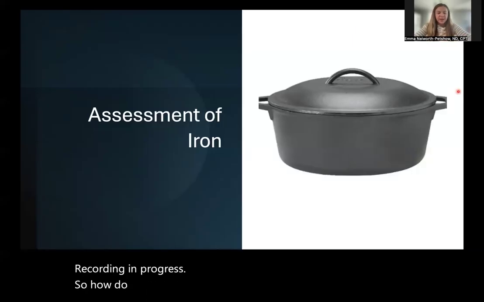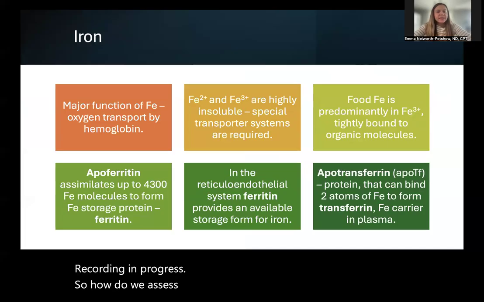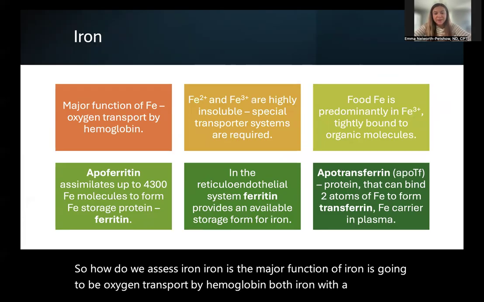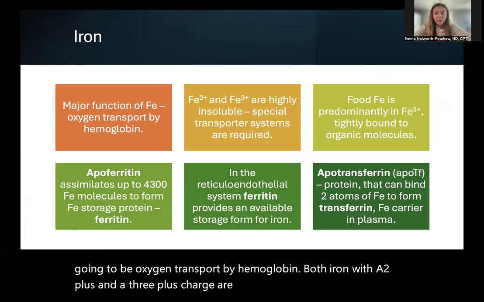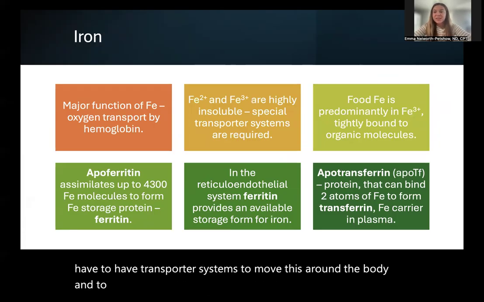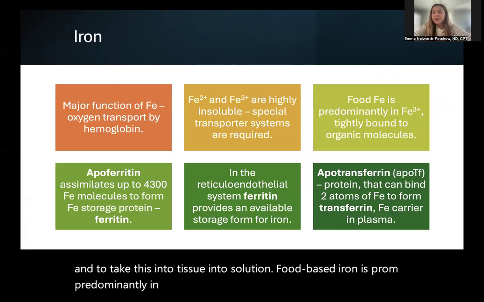So how do we assess iron? The major function of iron is going to be oxygen transport by hemoglobin. Both iron with a 2 plus and a 3 plus charge are highly insoluble. Therefore, we have to have transporter systems to move this around the body and to take this into tissue, into solution. Food-based iron is predominantly in the iron 3 plus form, which is tightly bound to organic molecules.